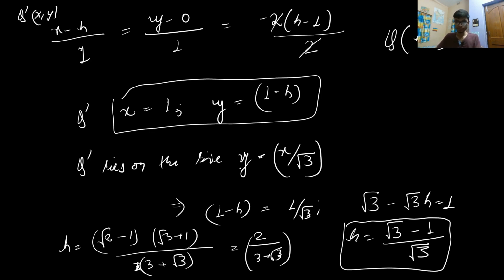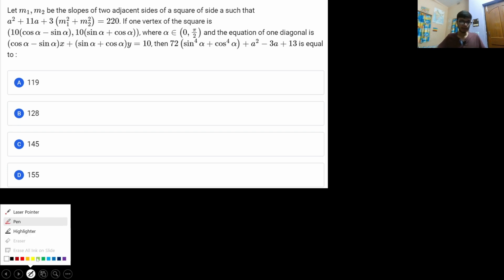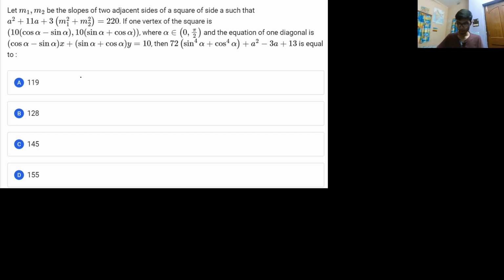All right, so with this, let us move to the last problem in today's session. This is a very important question, not in the sense of concept, but the question looks very difficult, because people who try to understand this problem at first end up leaving it because it has too much data involved. So studying this problem, it says that m1 and m2 are the slopes of the two adjacent sides of a square.